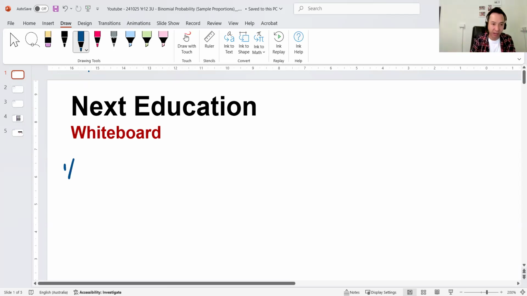So now, binomial probability. Sample proportions.